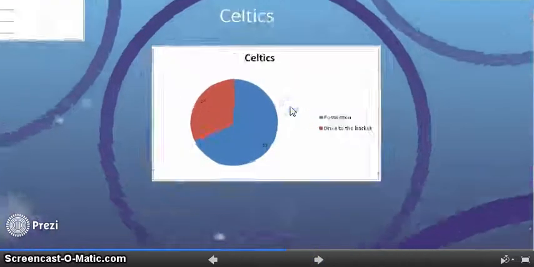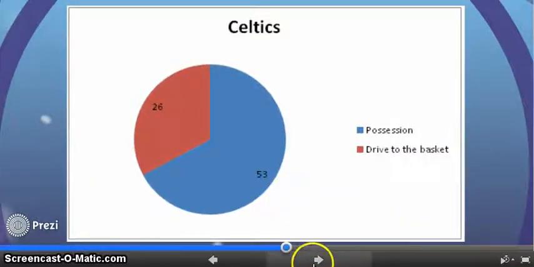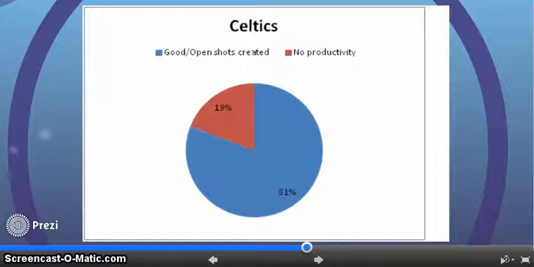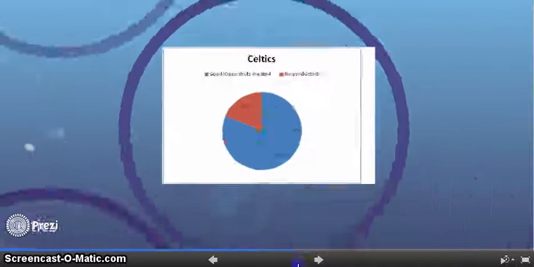Let's look at the Celtics' drives. From the 50 possessions, they drove to the basket 26 times. That's twice as much as the Bulls, and that's nearly half of the possessions. And out of this, 81% of the time they created good shots out of it, and 19% of the time they had no productivity, showing that this was very good and the reason they exploited it so much.